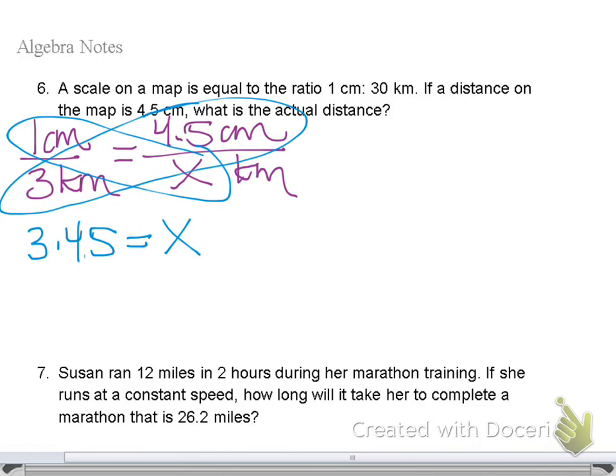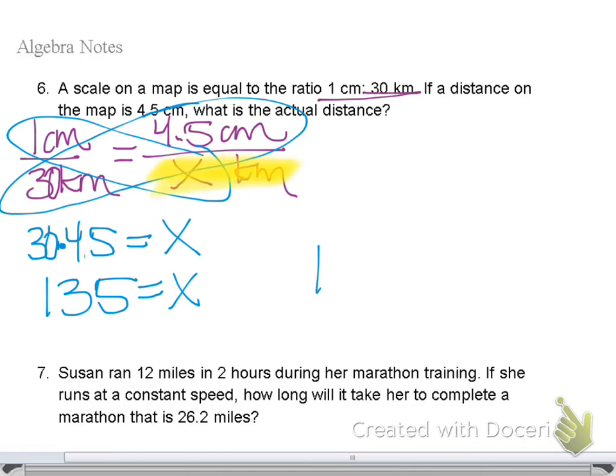So we just need to multiply 3 times 4.5, excuse me, and that equals, oh, I'm sorry, this is supposed to be 30. I'm looking back and this isn't making sense. This 1 centimeter to 30 kilometers, that makes a lot more sense. So we have 30 times 4.5, and that equals 135. So we have to go back and see what unit we were looking for here, and we are looking for kilometers. So our final answer would be 135 kilometers.